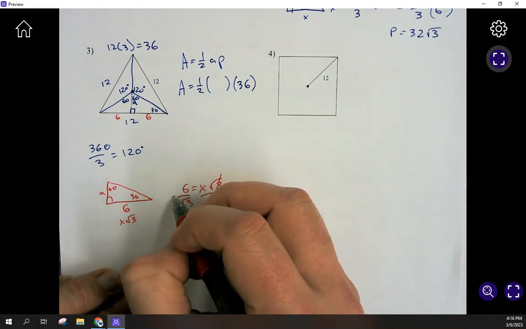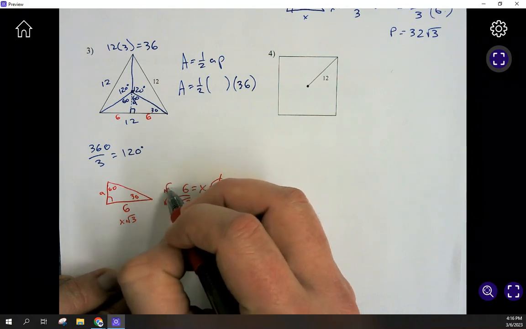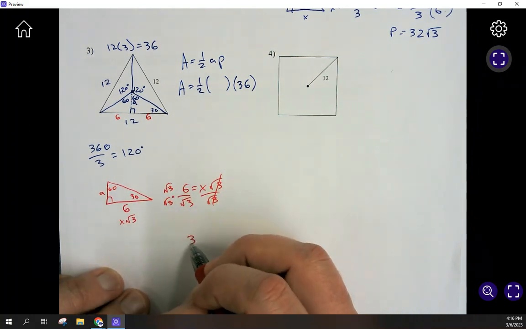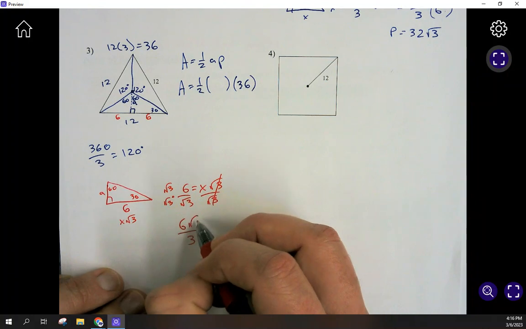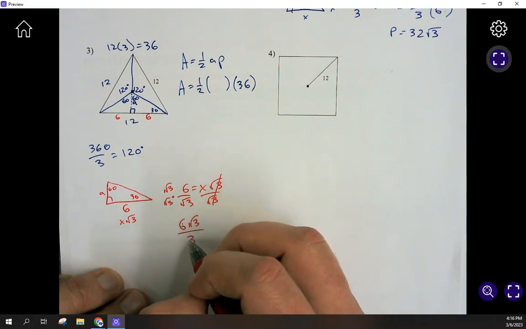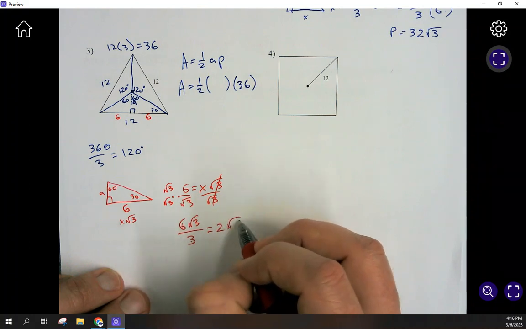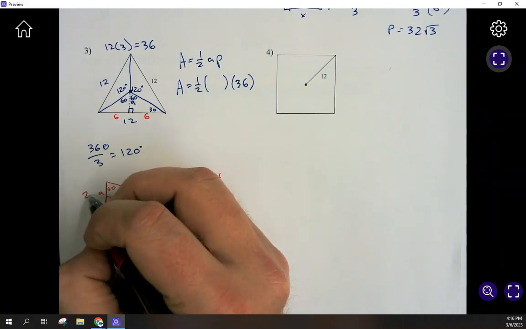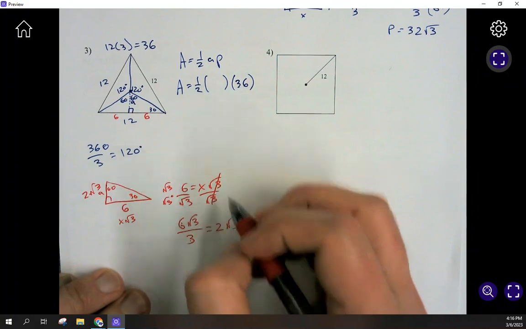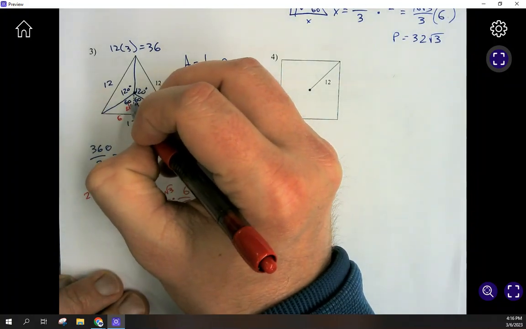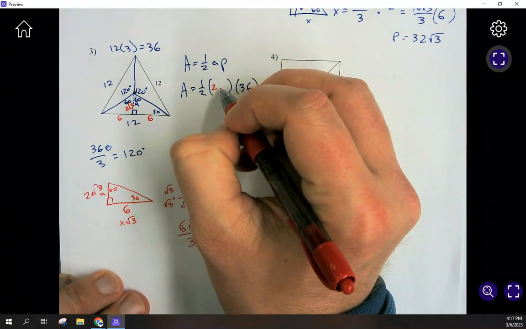Can't leave it like this. So we're going to multiply by radical 3 over radical 3. So I get whole number 3 on the bottom, 6 radical 3 on the top. I can divide this. So this divides nicely into 2 radical 3. So the little a is 2 radical 3.